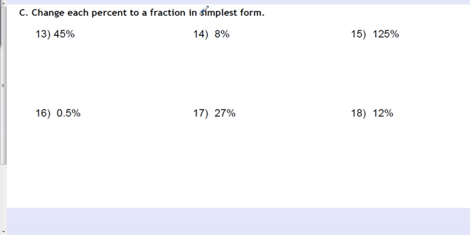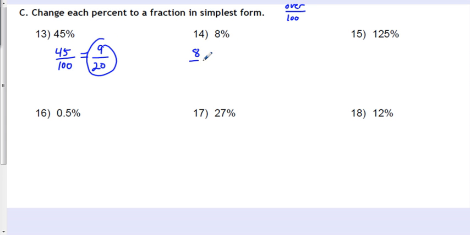Now, change to a fraction in simplest form. Another way to think about percent is over 100. So we'll take this percent sign and get rid of it by putting 45 over 100. We were asked for simplest form, so we need to remember that numbers that end in 5 and 0 can be divided by 5. 100 divided by 5 is 20.